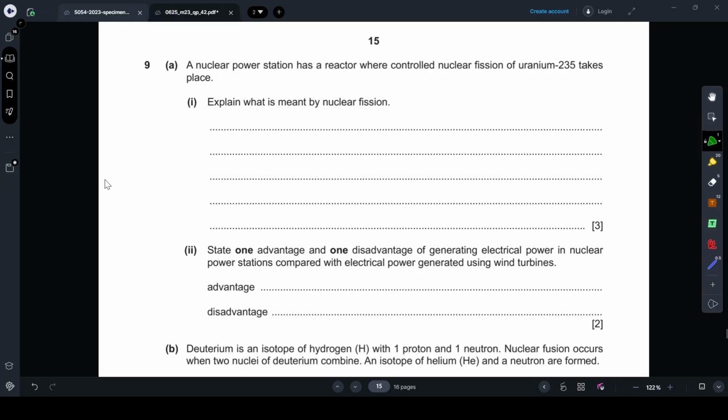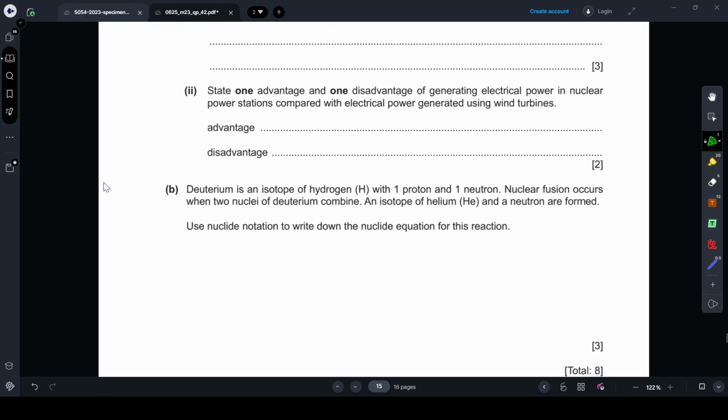So that's from memory. Now state one advantage and one disadvantage of generating electrical power in nuclear power stations compared with electrical power generated using wind turbines. Right, you can come up with that answer. Just give me a sec, I'll be back. All right, I'm back. So do you have a response? One advantage and one disadvantage of generating electrical power in nuclear stations as compared to wind turbines.